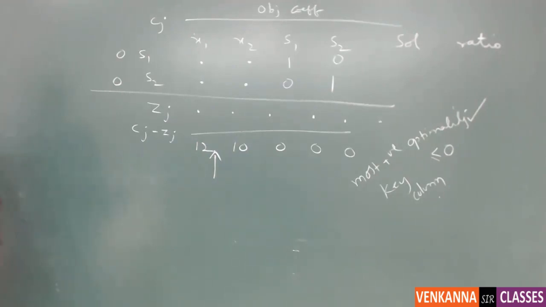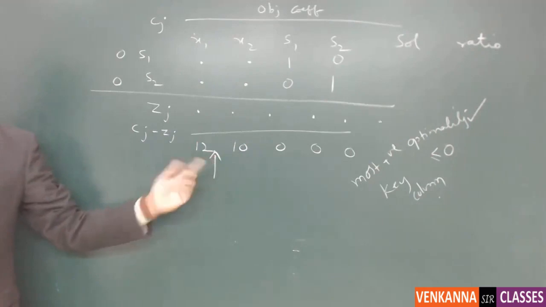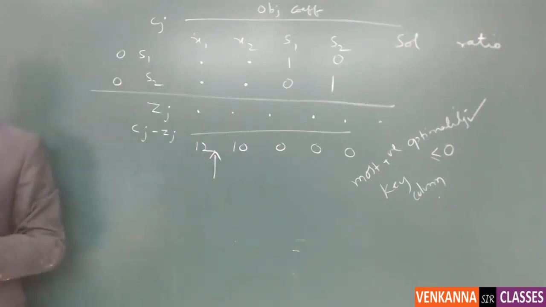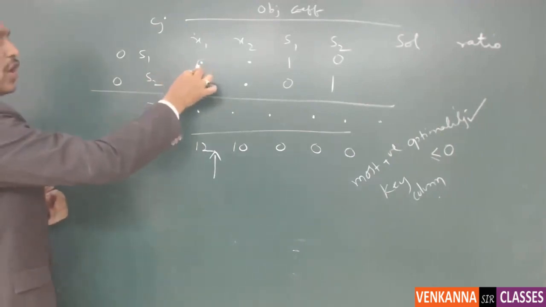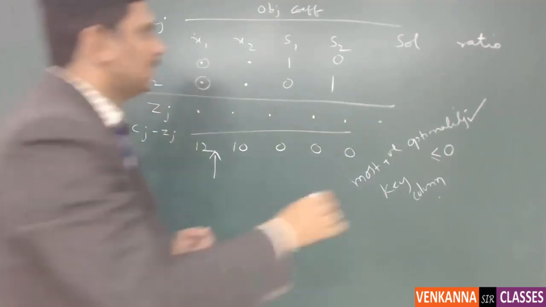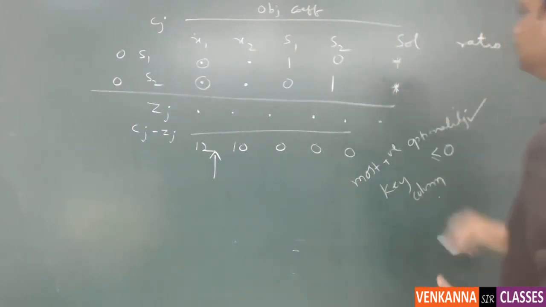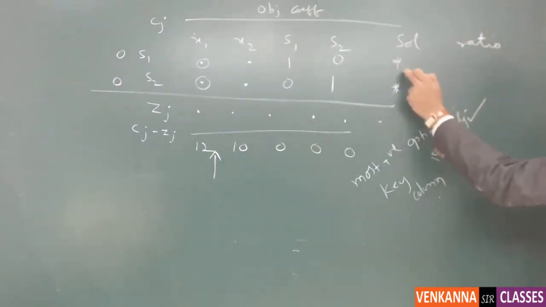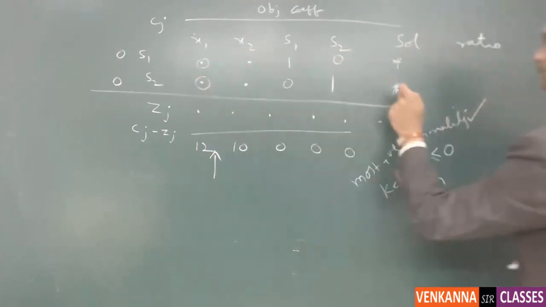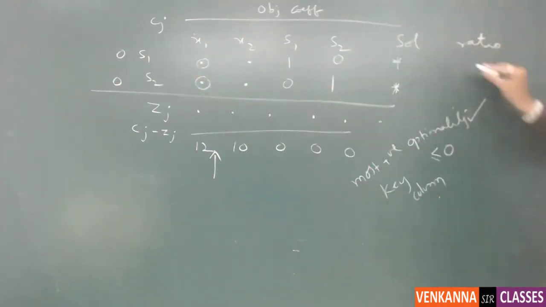I am calculating Zj, I am calculating Cj minus Zj. In that, among the positive values, I am going with the most positive one. Now what happens? I have the column values. Here I have the solution values. I am dividing this solution with this column value. I got a ratio.